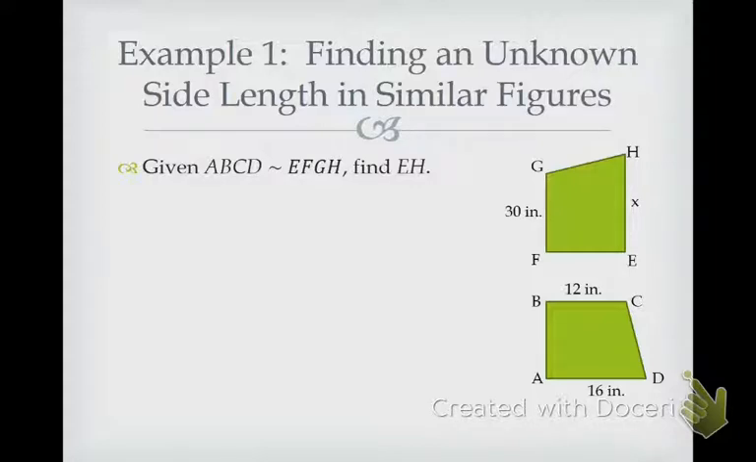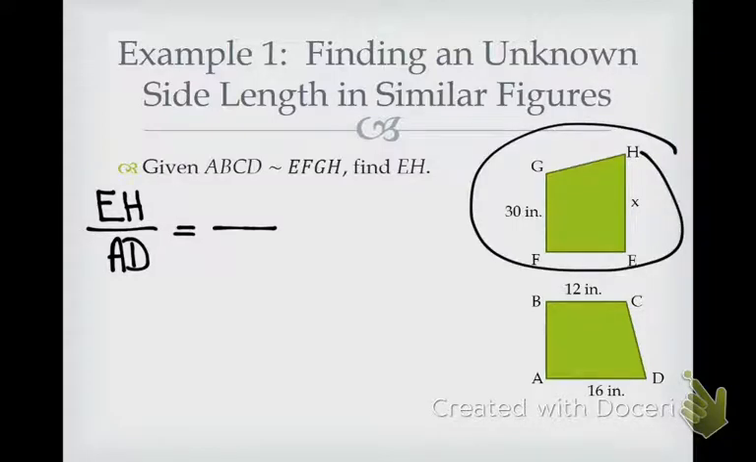Okay, so what side length is it asking me to solve for? EH. Side EH. So that's going to be the first thing that I write in my first ratio, the side length that I'm solving for. Now I need to find its corresponding side length to complete that ratio. What is the corresponding side length? AD. Okay? Now, it's important that I know which figure was my first figure. So basically, EH, now I'm going to go over to that figure. This is the one that has to go in my numerator.